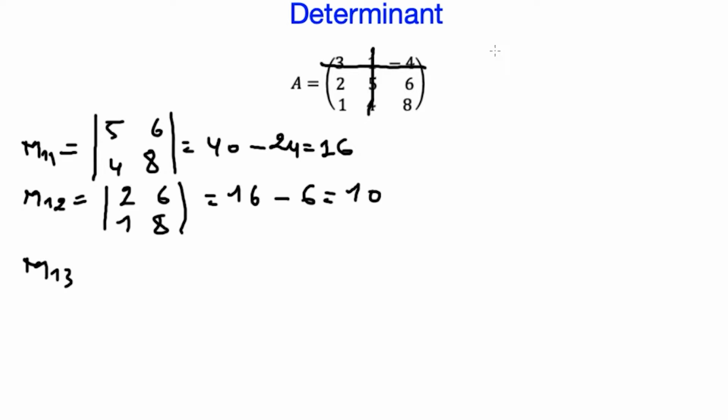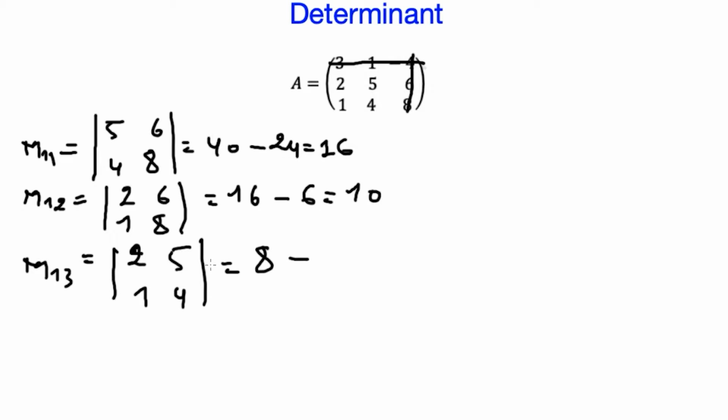And M13, which is for the entry here, minus 4, so I will erase these two. This is the element 4, so we delete this row and this column, and the submatrix is 2, 5, 1, 4, which equals 2 times 4, which is 8, minus 5, which is 3.